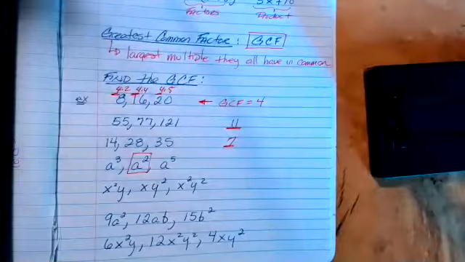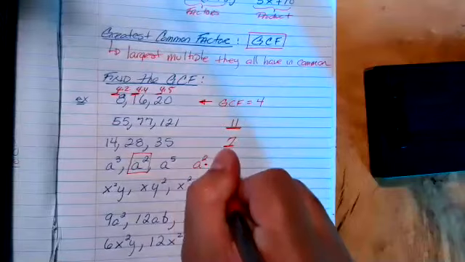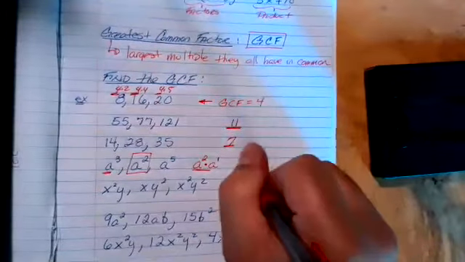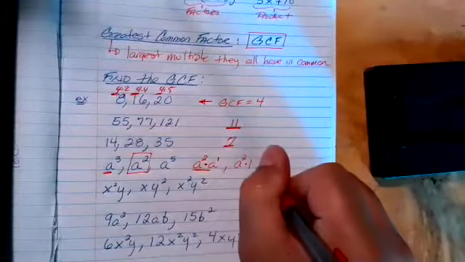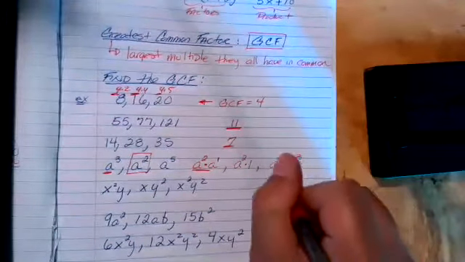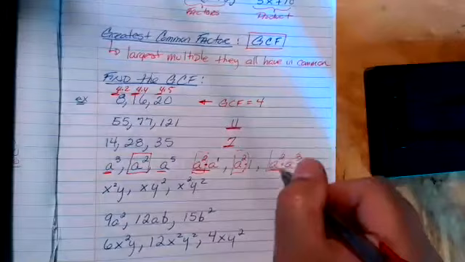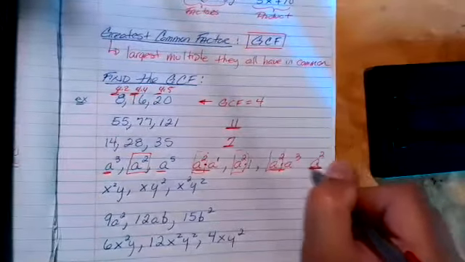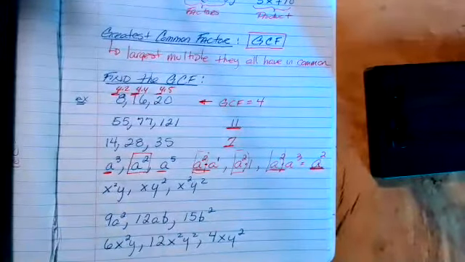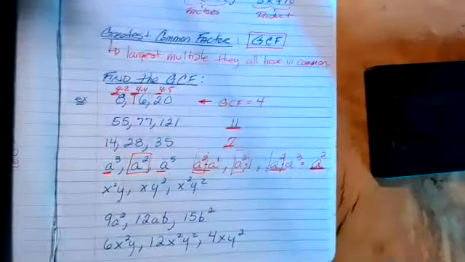a to the second, right? Because if we look at this, because it's exponents, a to the second times a to the first will give me my a to the third. A to the second times 1 is a to the second. And a to the second times a to the third gives me my a to the fifth. So they all have a common multiple of a to the second. So my GCF is a to the second. When we have variables, it's always going to be the smallest exponent. It'll always work out that way: the smallest exponent that they all have in common.